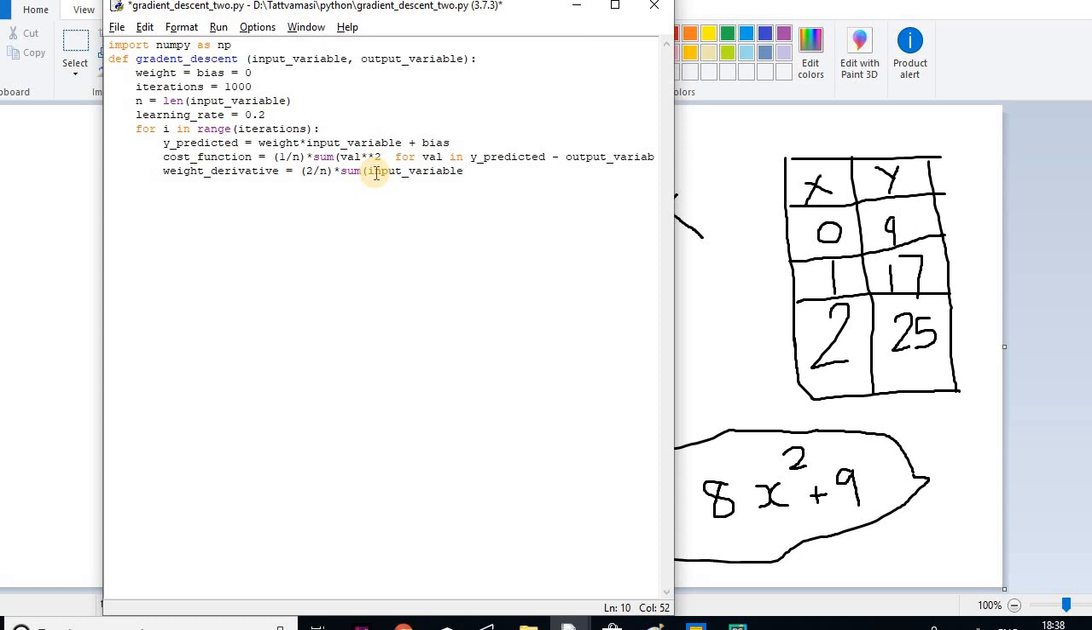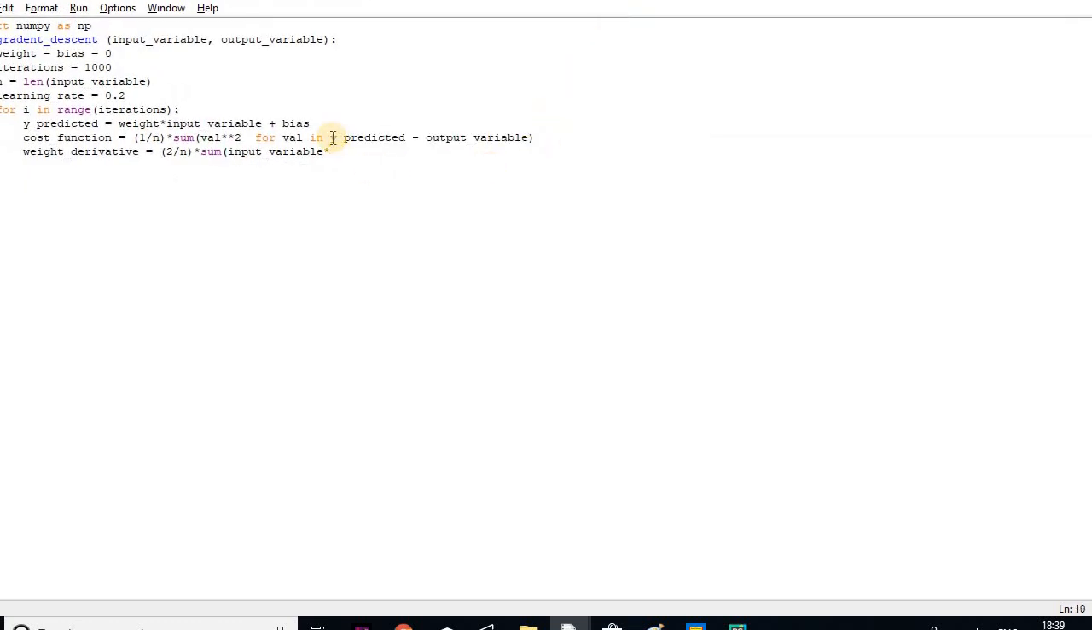So input variable into the same thing, you can copy it here. It is simple, so you can copy it like this: y_predicted minus output variable. So that's what we need to do here. So this is done. This is the weight_derivative.